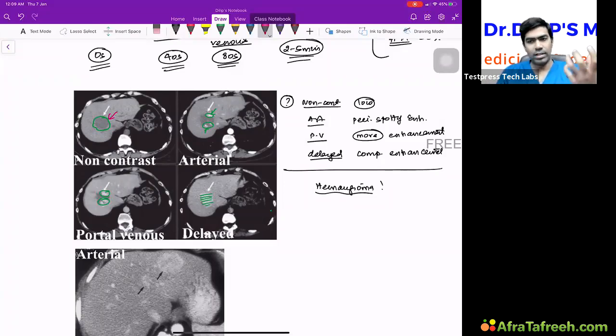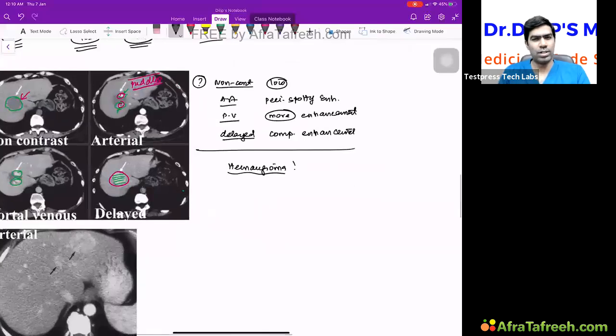Then this kind of spotty peripheral enhancement is called peripheral puddles. Puddles of enhancement will be there, here and there, spotty enhancement in the periphery. Then in the portal venous phase, there will be more enhancement moving towards the center. And during the delayed venous phase, there will be complete filling of the tumor with contrast. So homogeneous complete enhancement during the delayed phase.